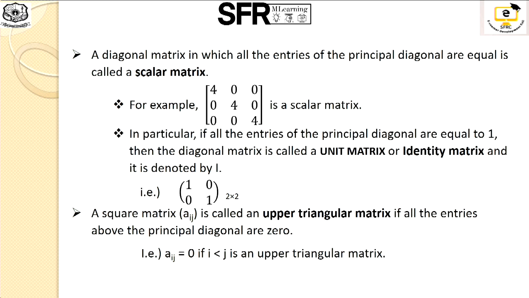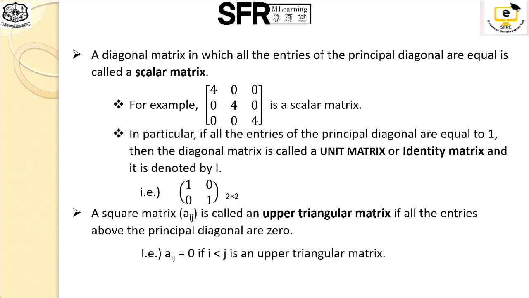Another subdivision is a unit matrix. If you have a diagonal matrix in which all the diagonal entries are 1, then we can say that it is a unit matrix or identity matrix. It is usually denoted by capital I. Here in the example, a square matrix of order 2 is given, 1, 0, 0, 1. It is a scalar matrix as well as a unit matrix.